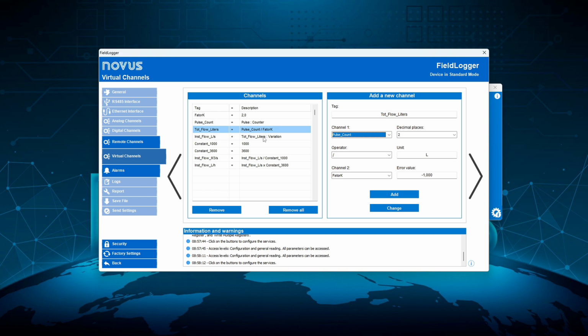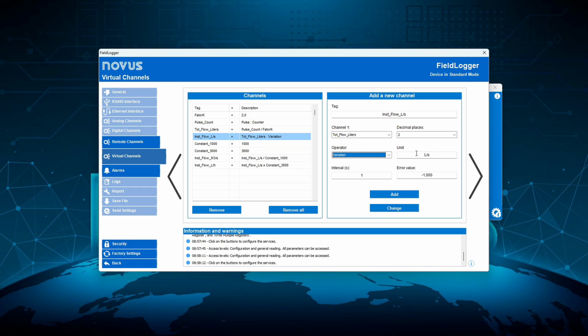To obtain the instantaneous flow rate, it is necessary to check every second whether there has been a variation in the totalized value. If no change has occurred, it is understood that the flow rate during that second is 0. However, if a variation has occurred, it is understood that this variation represents the instantaneous flow during that second. To configure the instantaneous flow rate, we assign a name to the channel. In my example, I called it inst_flow_L/S. I select the real totalized liters channel, choose the variation operator, and set an interval of 1 second. I configure the channel with 2 decimal places and the unit as liters per second.